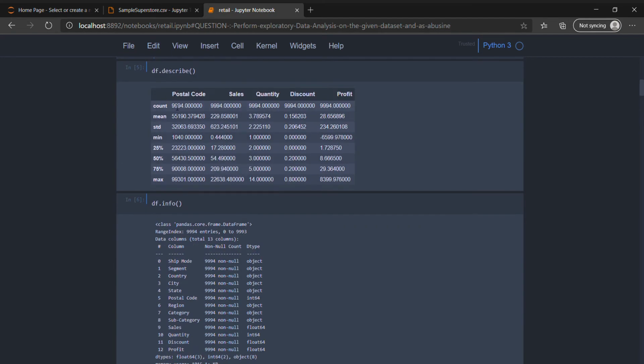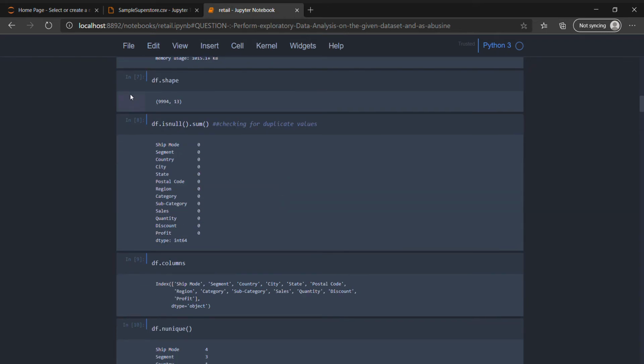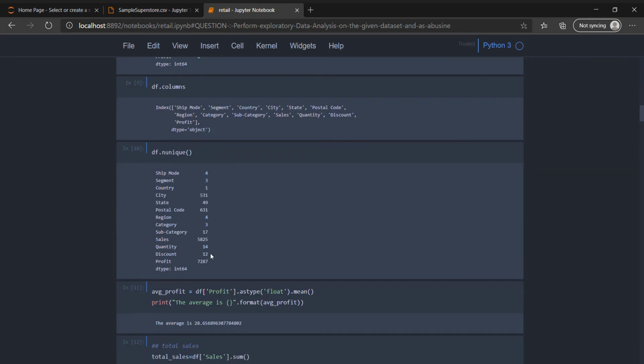So here you can see the count, mean, standard deviation, minimum, and a lot more. And getting the information of the data types, you have all kinds of data types: string, character, integer, float, etc. So now the data shape, and then you check for the duplicate values. There are no duplicate values. The column names and unique values. So there are many unique values.